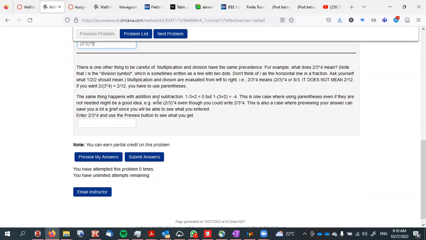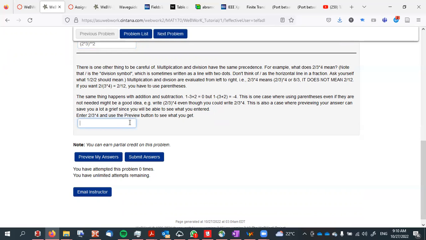The same thing happens when the addition and subtraction are done. So for 1 minus 3 plus 2, you make the subtraction first and then the addition. If you want to make the addition first, you have to use parentheses. So 1 minus 3 plus 2, so 3 plus 2 is 5, is subtracted from 1. Here, this is also a case where reviewing your answer can save you a lot of grief instead of submitting it. Okay, enter 2 over 3 multiplied by 4 and use the preview to see what you will get.